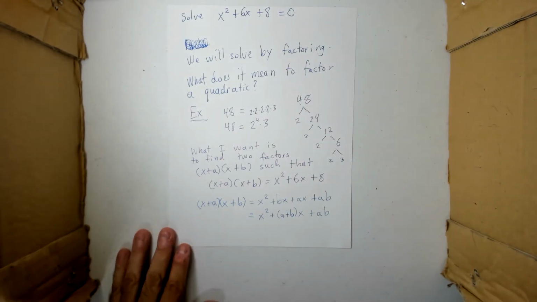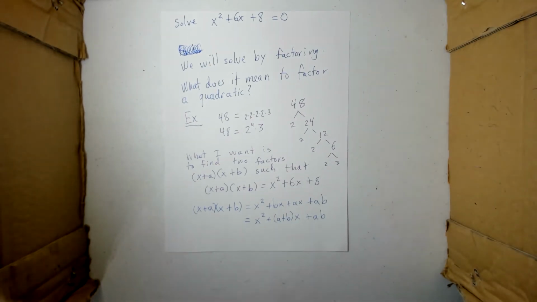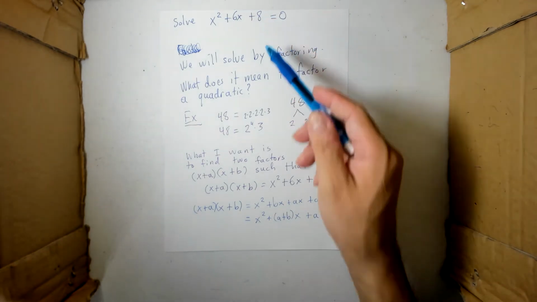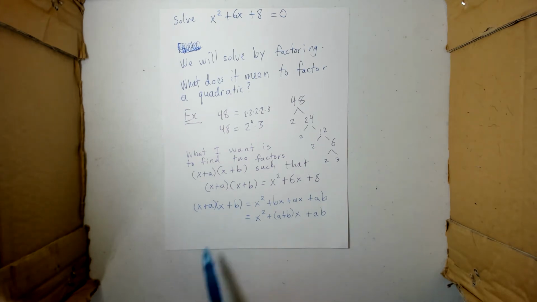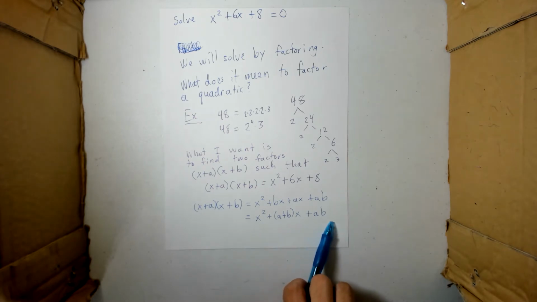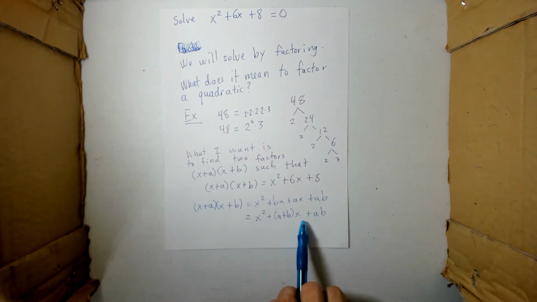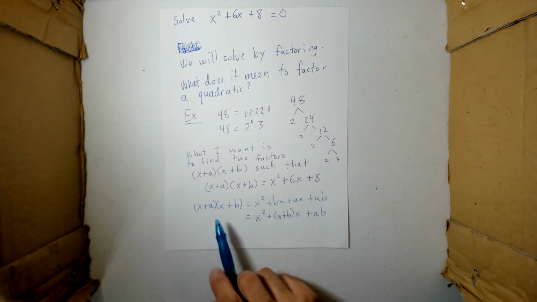Now, I want you to catch on to something that I'm doing here, which is how this factors and how to factor more generally. I don't know anything about a and b, or about x plus a or x plus b. But let's suppose that such factors existed. If I multiplied them, I would get x squared plus a plus b times x plus ab, which would be the quadratic that these two factors multiply to give me.